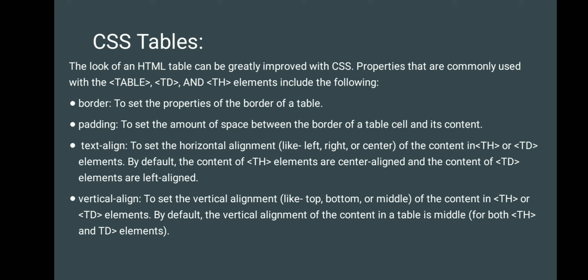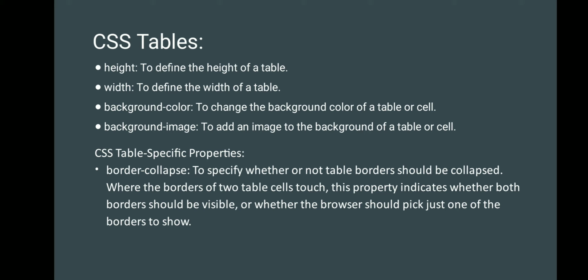If you want to apply more properties, we can do it by using CSS. So here are a few properties which can be applied to table, td and th elements: border, padding, text align, vertical align, height, width, background color, background image.